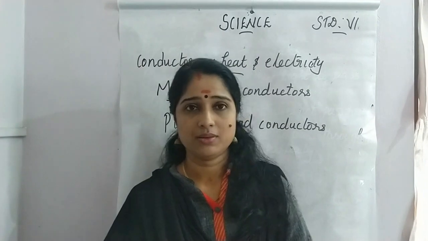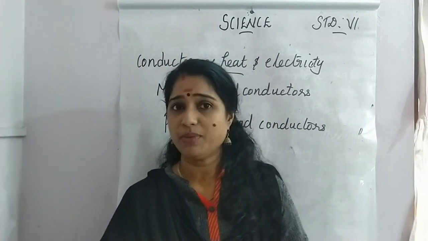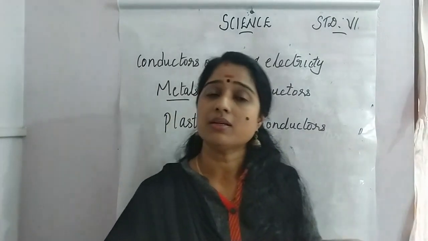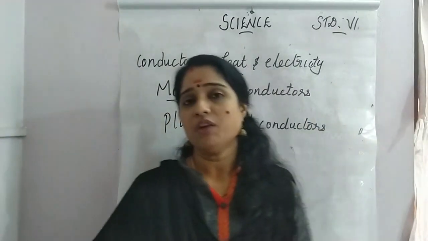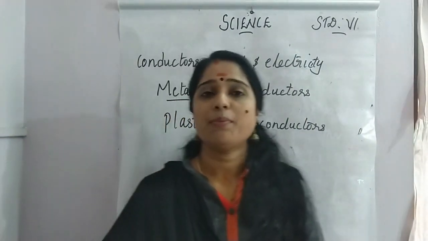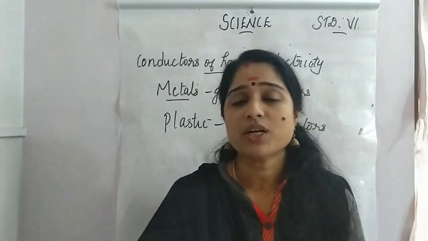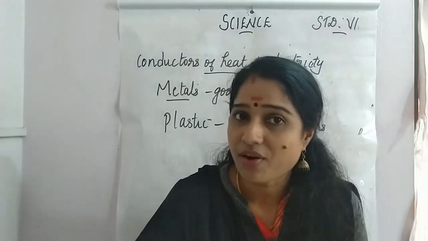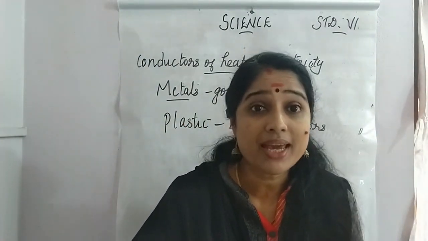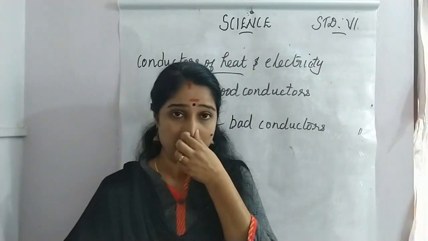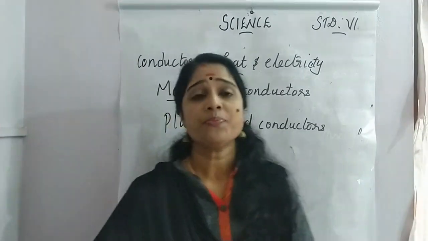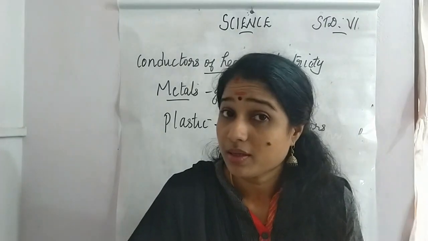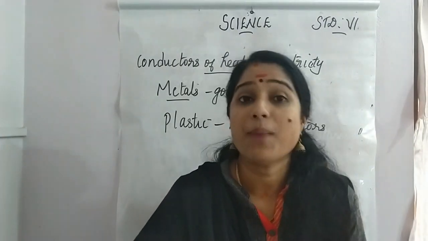So now we have discussed mainly three properties. The first one is the ability to float or sink in water. The substances that are heavier will sink in water; if they are lighter, they will float on the water. Then the ability to allow light to pass through it. Based on that, we can divide materials into three groups: transparent, opaque, and translucent. Transparent: light can pass through very clearly. Opaque: light cannot pass through it. Translucent: some amount of light can pass through it.